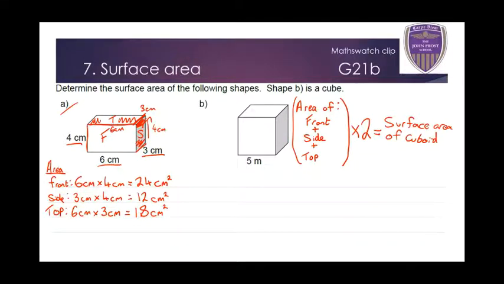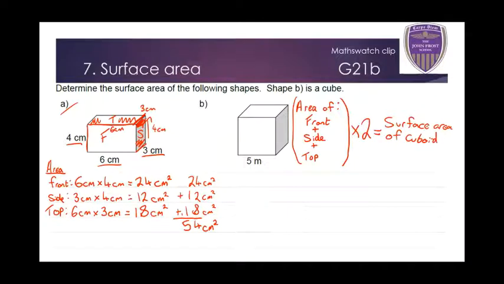So now I've found the areas of the front, side and top of the shape. I need to add them all together. So I've got 24 centimeters squared plus 12 centimeters squared plus 18 centimeters squared. So just add them up. So 4 plus 2 plus 8. So that's going to be 14. So 1 and carry the 4. And then 2 plus 1 plus 1 plus another 1. So that's going to be 5. So the area of the front, side and top panel is 54 centimeters squared.